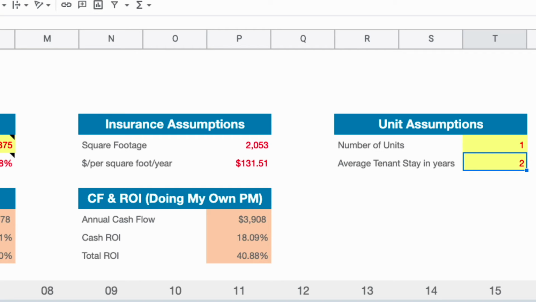Scott's original file was so that it could also be handled for multifamily. So I have here where you could input number of units and the average tenant stay in years. That way the vacancy rate could be adjusted off of that. Next we have square footage and per square foot per year insurance assumptions, which I plan in the future to have the insurance automatically update based off of this. But as of right now, that's manual.